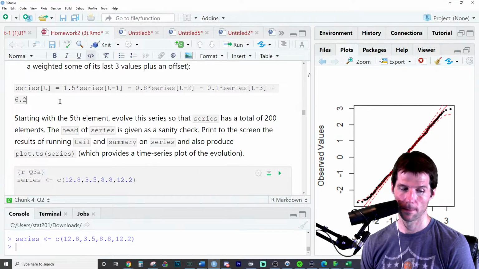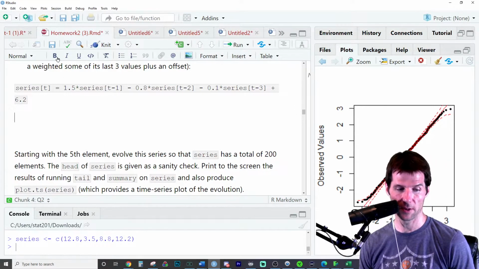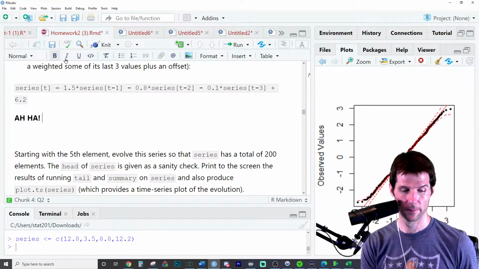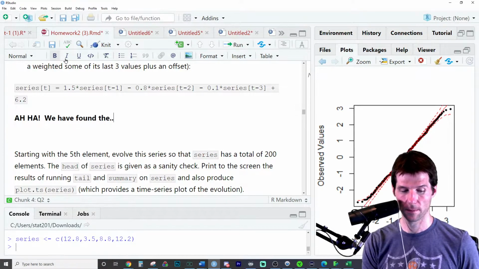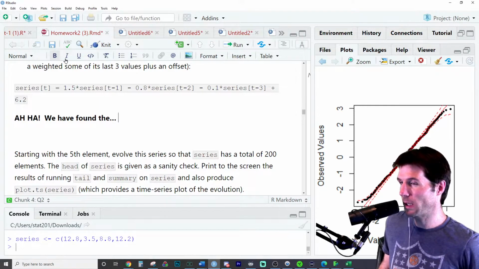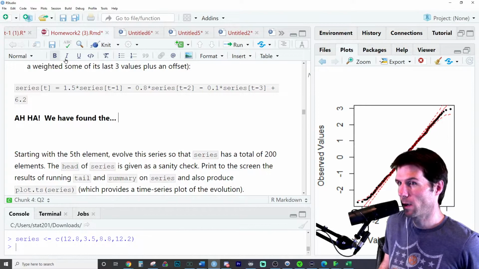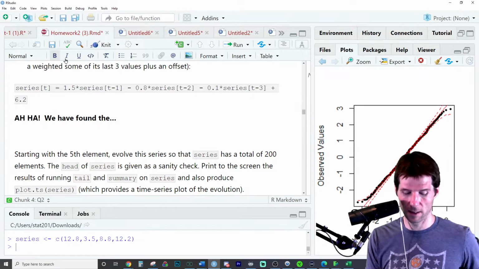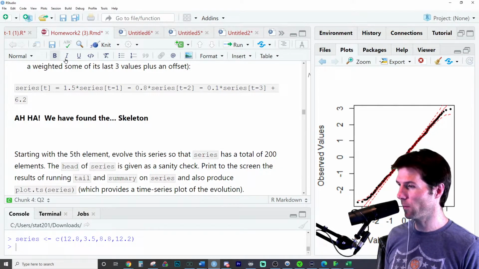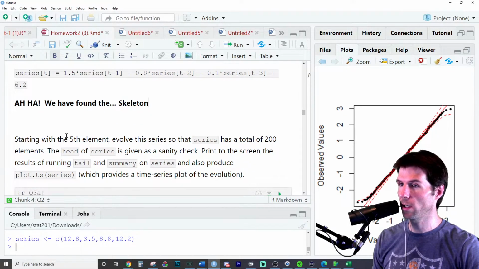What is this? This code right here is the what. We can bold this and say, aha, we have found the what. This code has placeholders in it. It looks like it can just repeat every time we run something. I think we found something. It's the skeleton. That looks like the skeleton to me. Pretty certain about that.